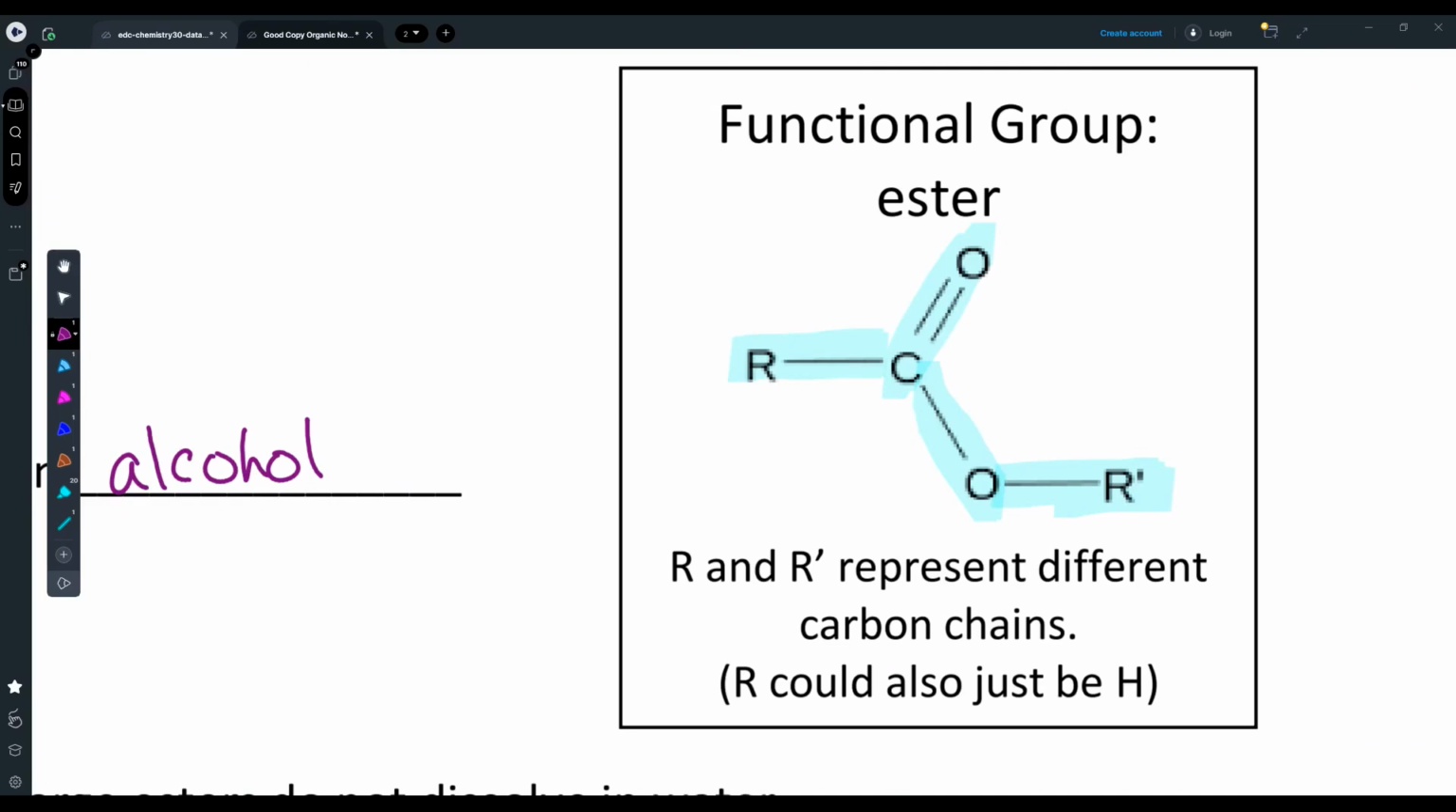And in addition, R doesn't necessarily just mean carbon, it could just mean hydrogen as well. But keep in mind that this R prime can't be a hydrogen because that would mean it's no longer an ester, it's a carboxylic acid. So just keep that in mind. So this is what the ester functional group looks like.